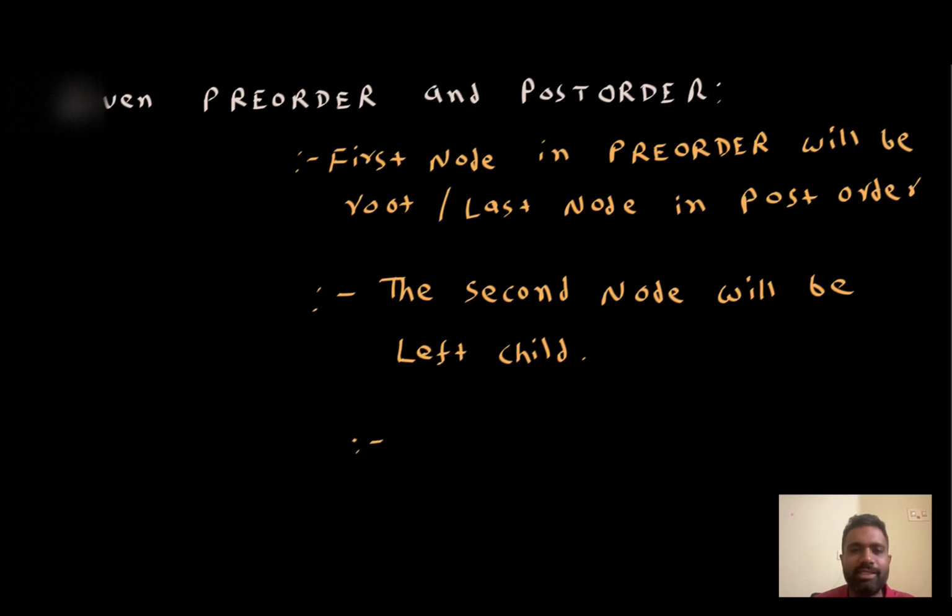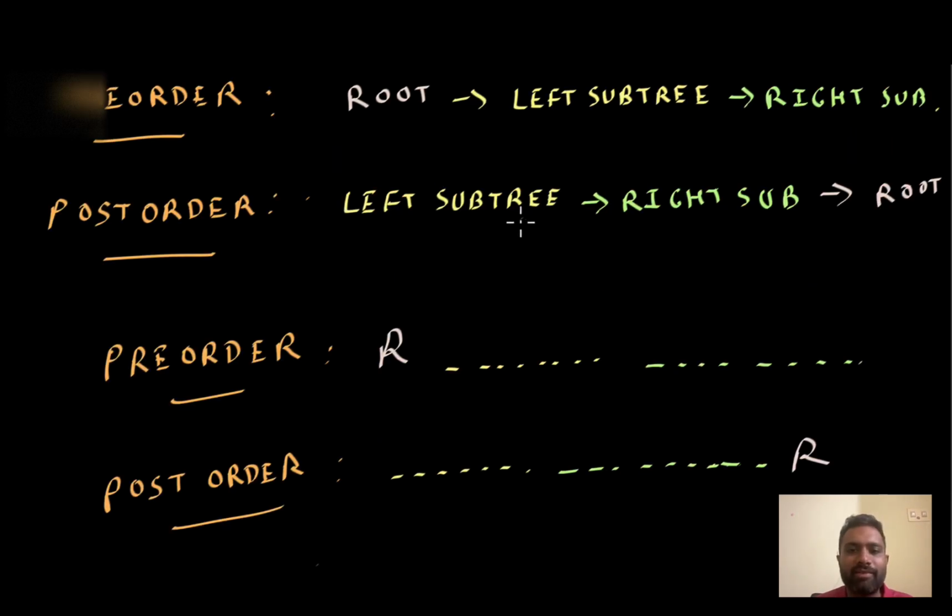Similarly, if you observe the sequence of a post-order, it will be left subtree, right subtree, and the root. So the node before the root will be the root of the right subtree, or more specifically, it will be the right child. Because the root is explored last, and what is last in the right subtree traversal? It will be the root of the right subtree. That is a right child of the root of the entire tree.